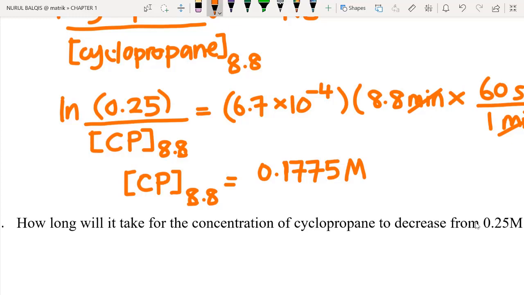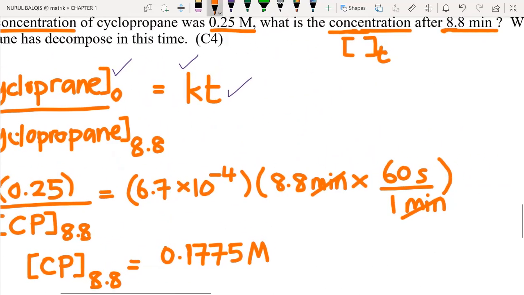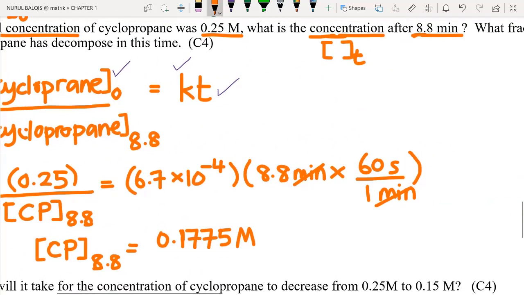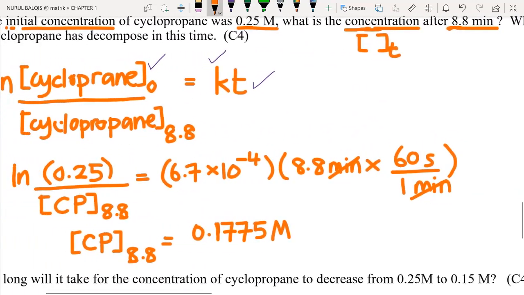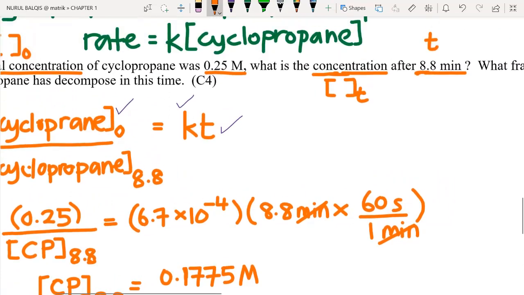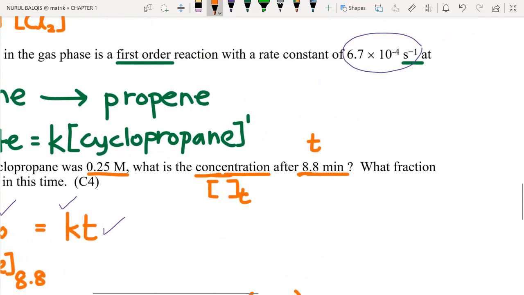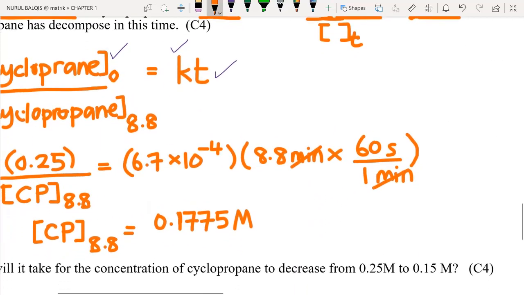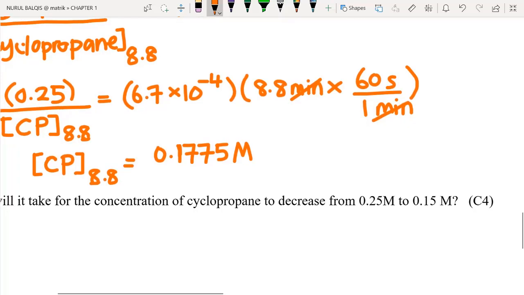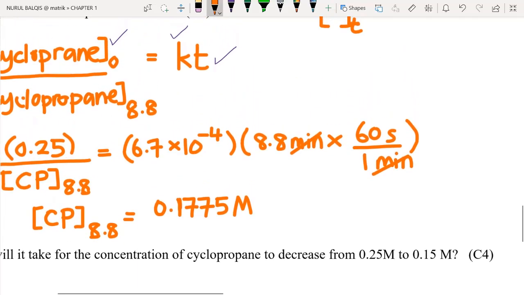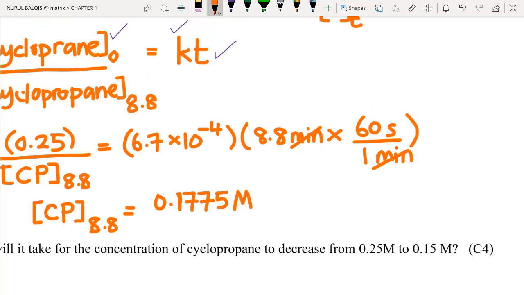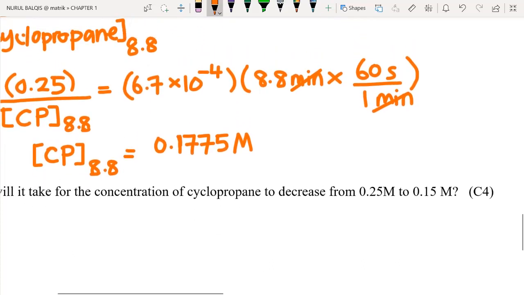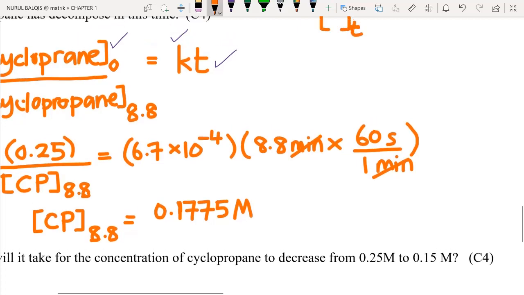Okay. So now the questions ask you, okay, before I forget, the reason why we need to change it to second is because the rate constant given here is in second. So that's why we need to standardize it to become second. So it all depends on the questions. If the question gives you the rate constant in minutes, then you can keep it as it is. But this time around, we need to change it because the rate constant is in per second. Alright, so now we've got the concentration of cyclopropane after 8.8 minutes.